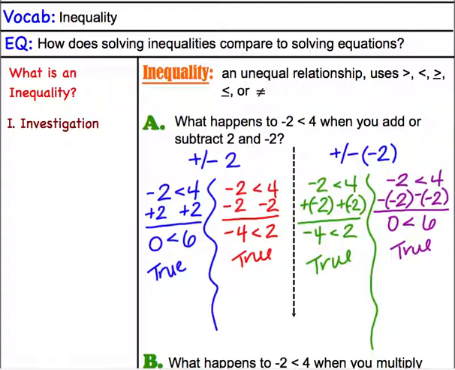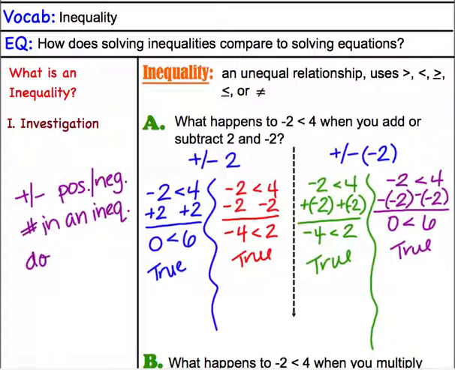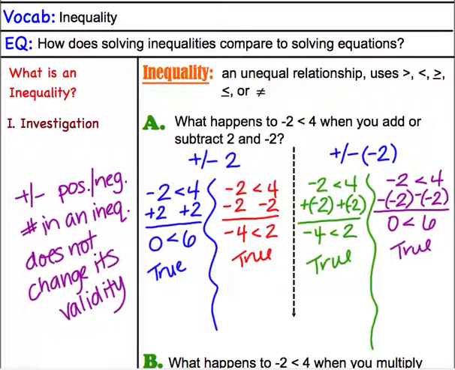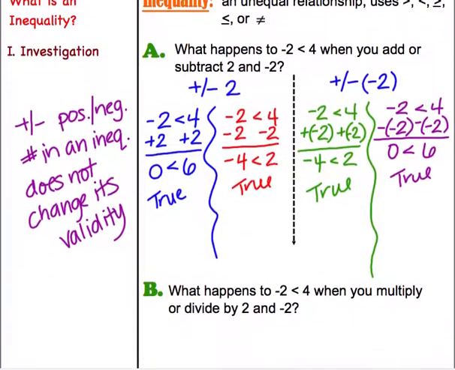So what I'm seeing is that when I add and subtract positive and or negative numbers to an inequality, nothing changes. So maybe make a note here. Adding and subtracting positive and negative numbers in an inequality does not change its validity. And for those of you who are wondering what validity means, it is how truthful or how correct it is.